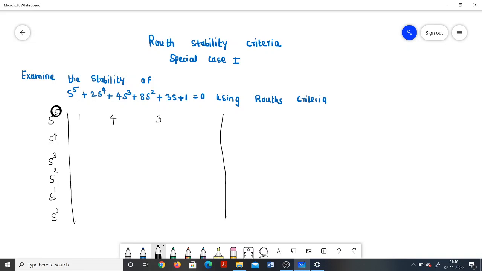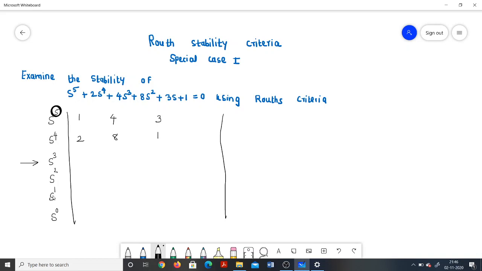In the second row, we are going to consider all the even term coefficients. So it's going to be 2, 8, and 1. After that, as I already taught you in video 1, we are going to find the coefficients of the s raised to 3 row using the previous two rows.